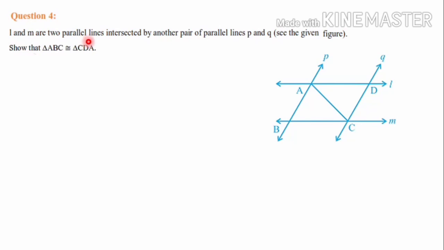L and M are two parallel lines. This is L and this is M. L and M are two parallel lines intersected by another pair of parallel lines P and Q. P and Q also parallel, L and M also parallel. And we have to show that triangle ABC, this is one triangle, is congruent to triangle CDA. So, first of all, let's take the two triangles, triangle ABC and triangle CDA, and as before, let's highlight them using different colors. So here yellow color is used for ABC and blue color is used for ADC.